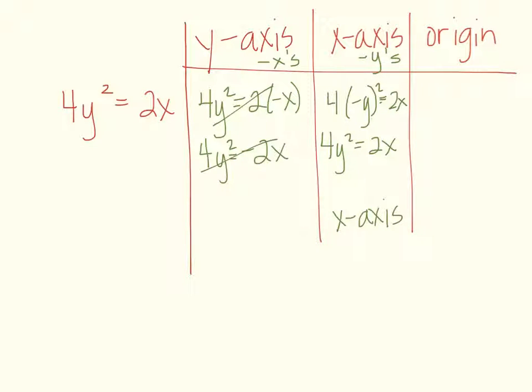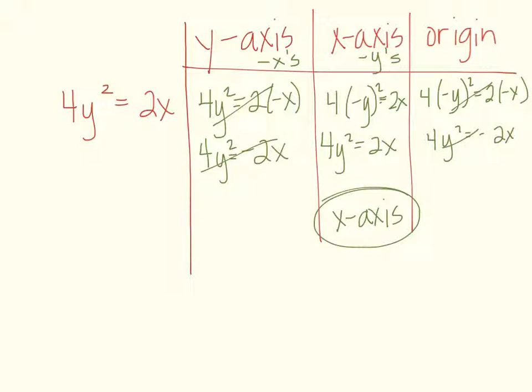And then for the origin, we're going to change both. So we're going to change the y to a negative, and then we're going to change the x to a negative, and simplify it as far as we can. Negative y becomes positive y, and that becomes a negative 2x. Once again, this is not the same as the original because of that negative 2x, and therefore we do not have symmetry about the origin. The only symmetry we have in this particular case is x-axis symmetry.